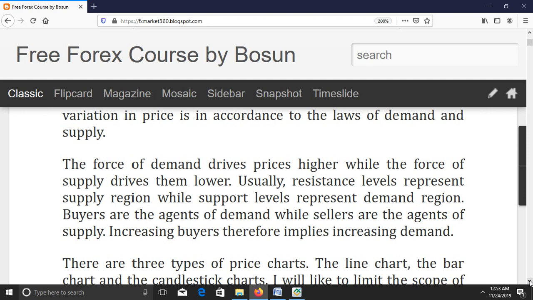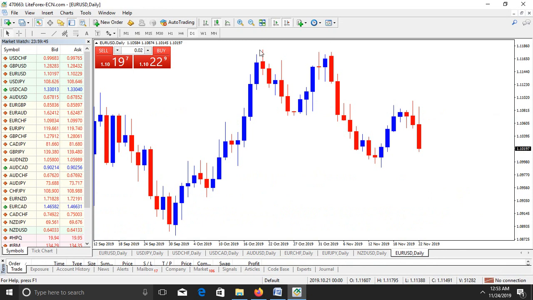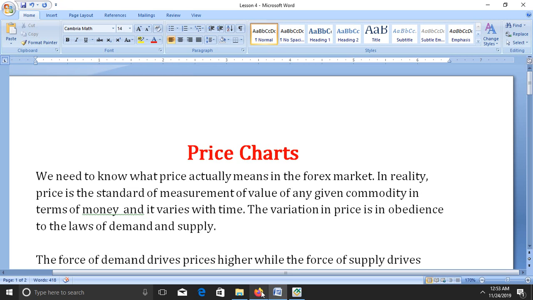Right, so resistance levels on the chart represent the supply region. Whenever you see resistance on a forex chart or any commodity chart, that is the supply region. The resistance is the supply region. So in essence, this is resistance, this is supply region, this is another resistance, supply region. Resistance levels are the supply region in the market.